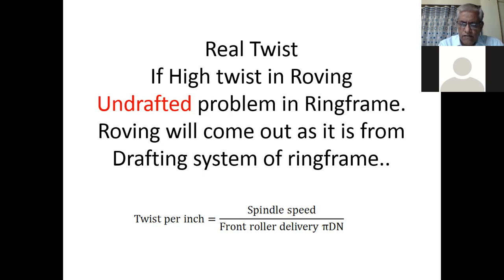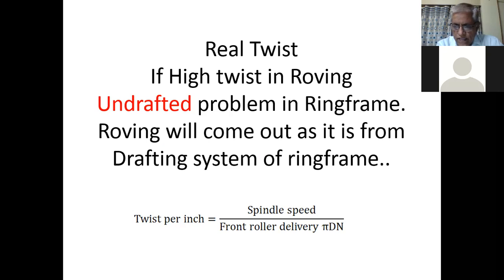And suppose we apply high twist in the roving, then what will happen? If the twist in the roving is very high, then also it will create problems in ring frame, and spinning will not be possible, and the undrafted problem in ring frame will come. In this undrafted problem, roving will come out as it is from the drafting system of ring frame, and yarn formation will not be there. So if roving of high twist is formed, that creates a great problem, and sometimes it is not possible to reduce the twist, and the material becomes waste.